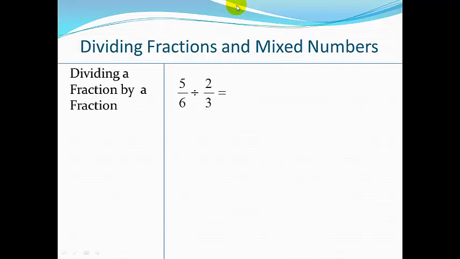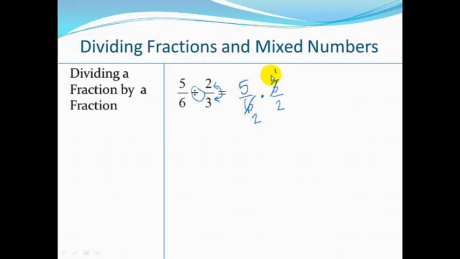We're going to change it so that we have 5/6. And remember, I change this to multiply, and I flip this over. So it's 3/2. Now I have a 3 here, and I know that 3 goes into 6. Okay, so I can divide out 3. 3 divided by 3 is 1. 6 divided by 3 is 2.